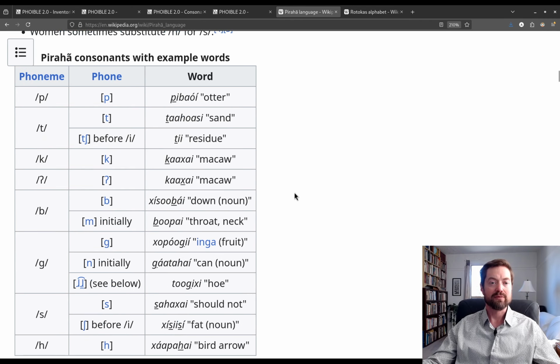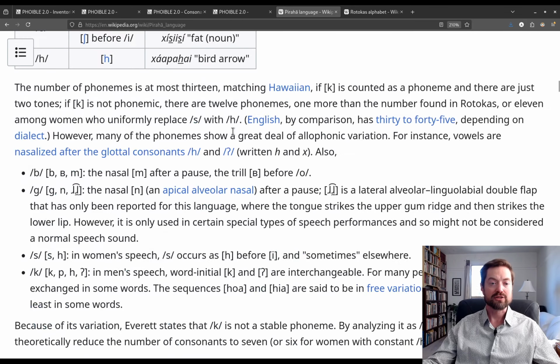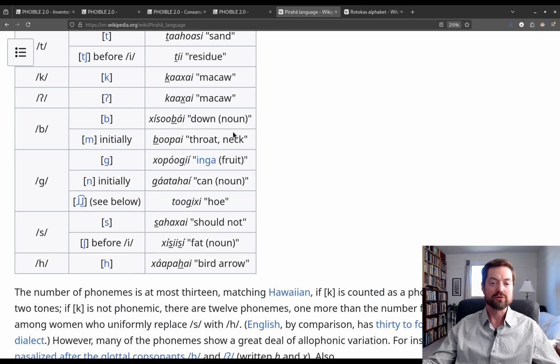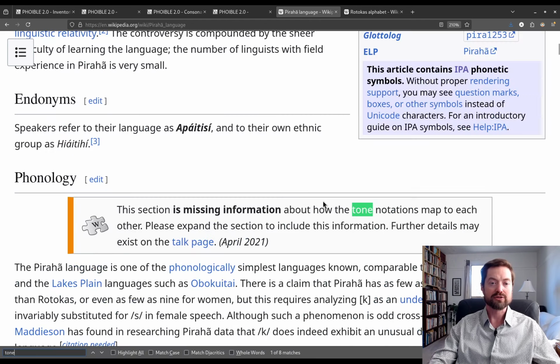You can see some words here. You have pi-ba-oi. Those are actually looking a little bit like tones. Why are we seeing those markers there?